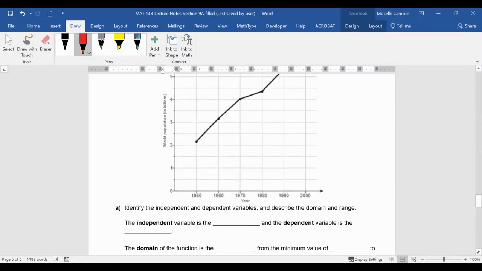The independent variable is going to be your X value. So in that case, it is the year. The dependent variable is going to be the one on your vertical axis, which is world population. So those are the two things we're comparing.